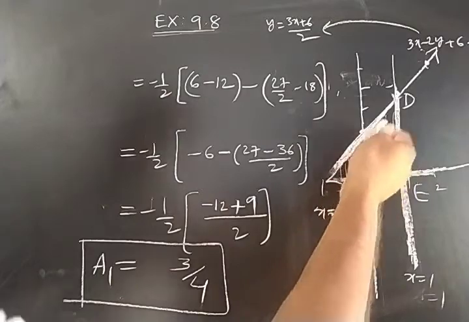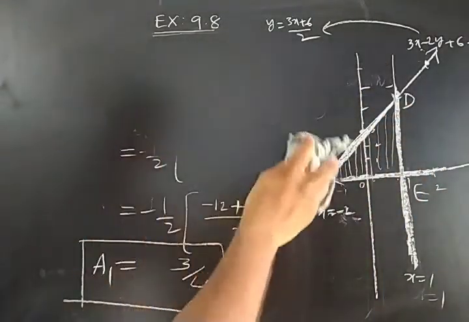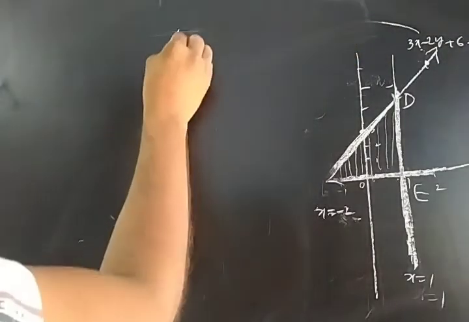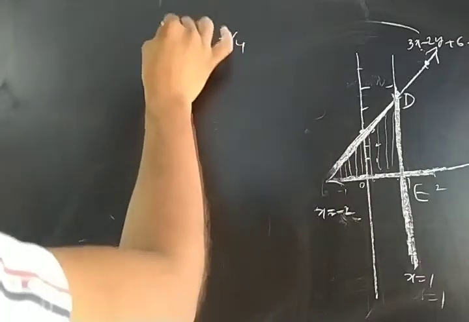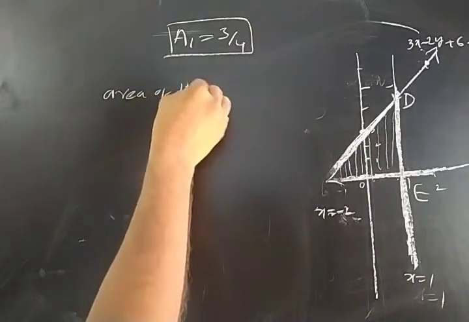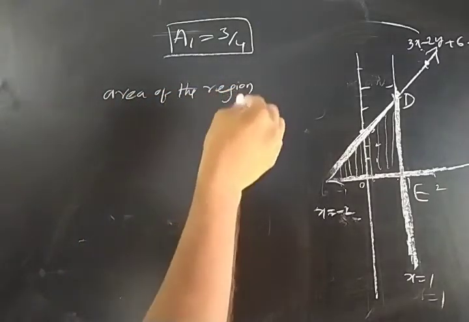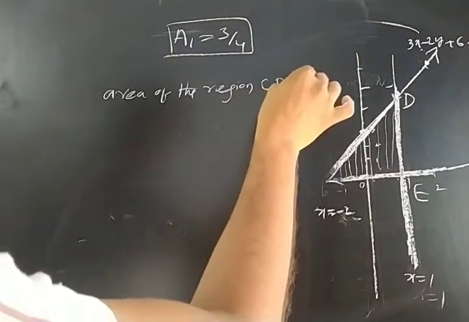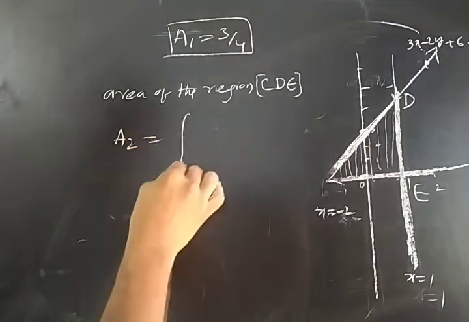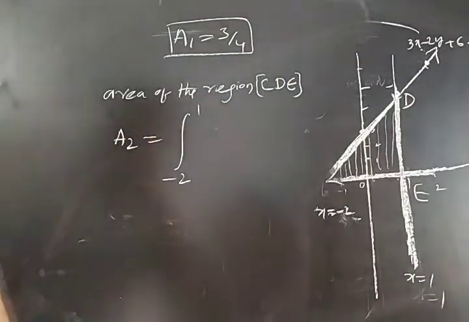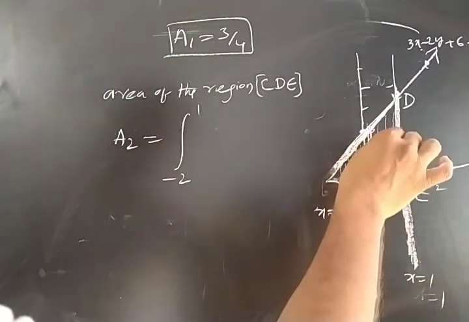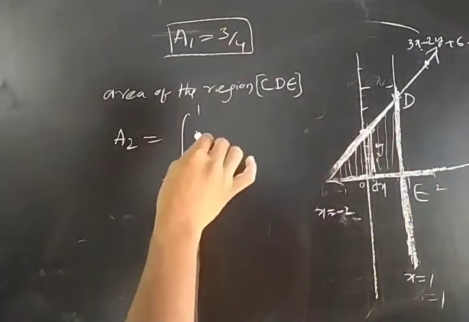Now I am going to solve the area of the second region. So we got A1 equal to 3 by 4. I am keeping here A1 equal to 3 by 4. Now area of the region CDE, I am denoting it by A2. Limits are minus 2 to 1, and I am taking one vertical strip whose width is dx and height is y.